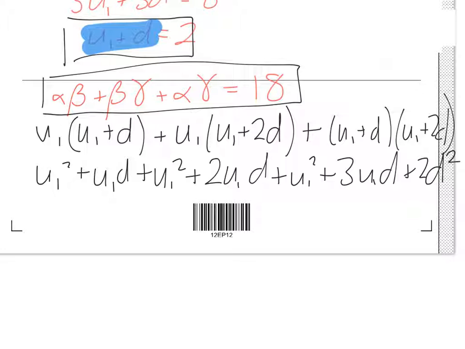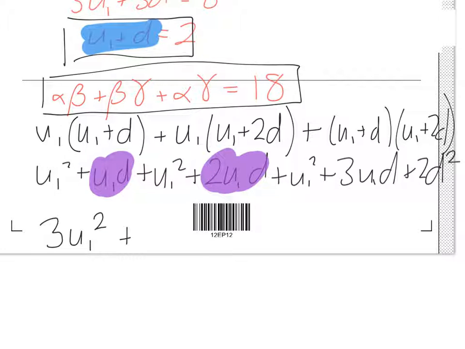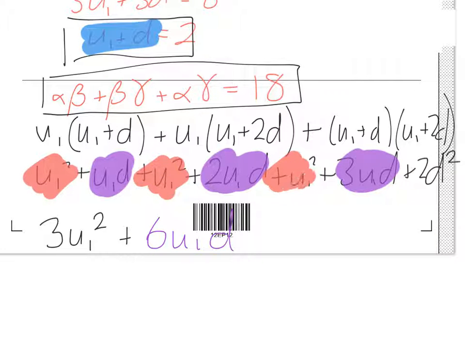Collect that together. I've got 3u1 squared plus 6u1d plus 2d squared equals 18.